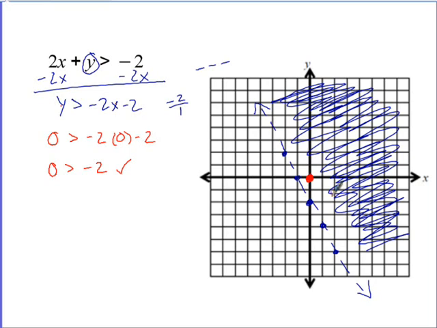Now I just want to show you what I'm talking about with the line. If I picked a point that was on the line, so let's say this is 0, negative 2, and I plug that into the inequality, I would have y is negative 2, so negative 2 is greater than negative 2 times 0 minus 2. Negative 2 times 0 is 0, minus 2 is negative 2. Negative 2 greater than negative 2? That's not true. Negative 2 is not greater than negative 2. That's why the points on the line aren't included, and anything over here also isn't included.